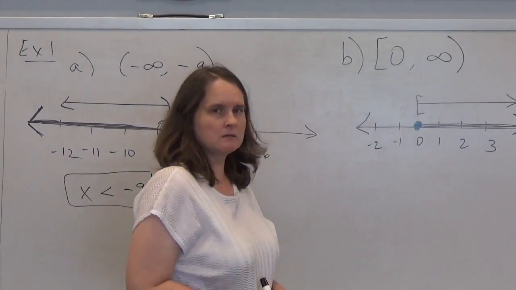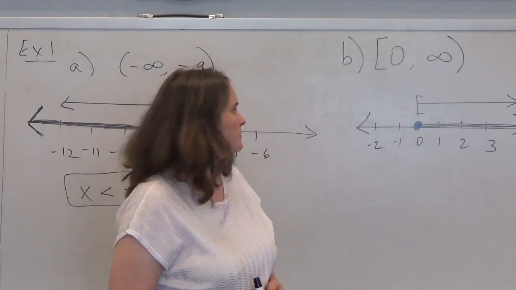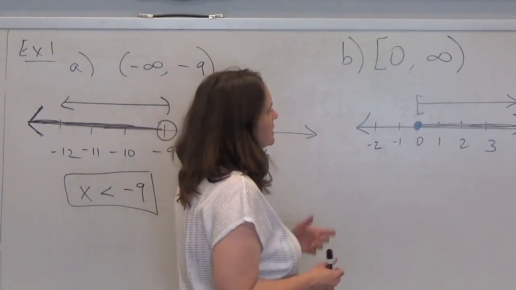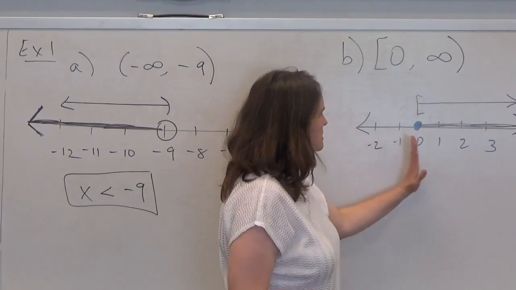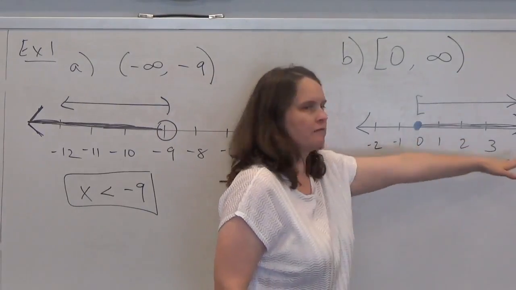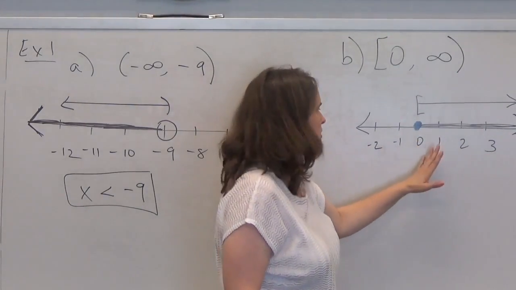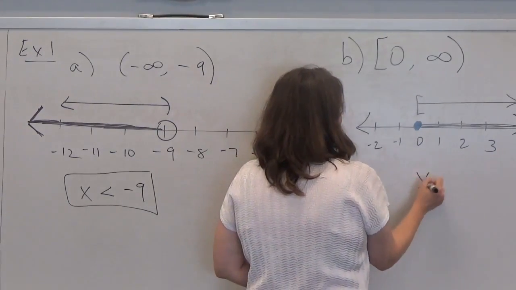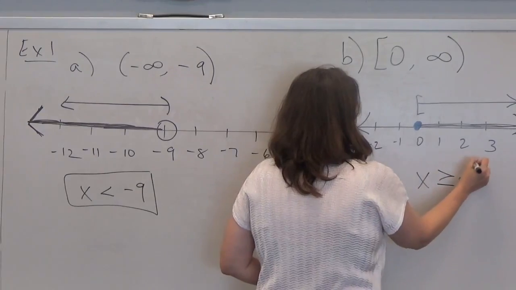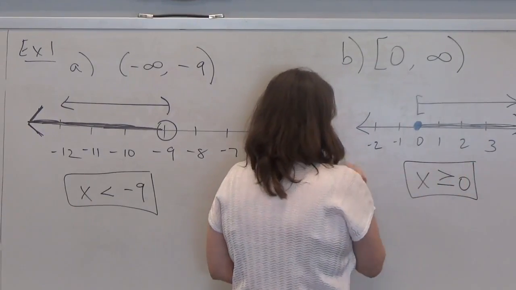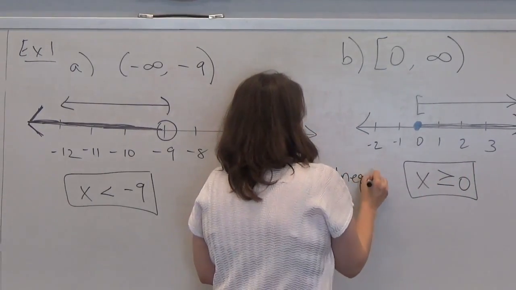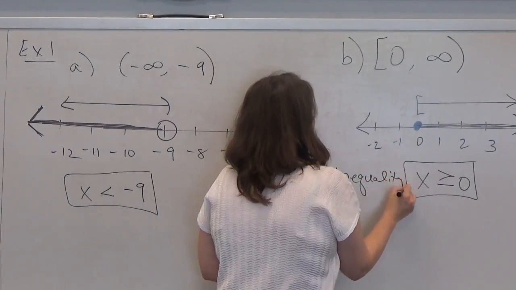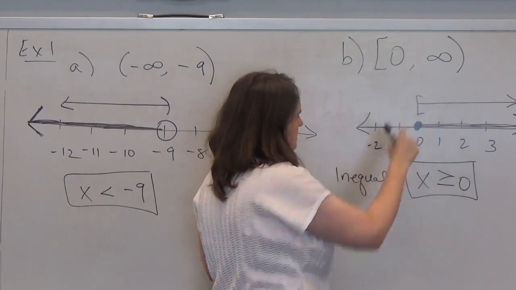And then we want to write it as an inequality involving x. So if we think of this in terms of x, we started at 0 and we went out forever, so we want everything that is greater than or equal to 0. So our inequality would be x greater than or equal to 0. So that's the inequality for the interval notation that we see up here.